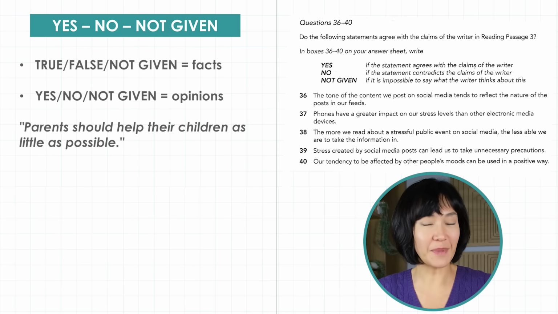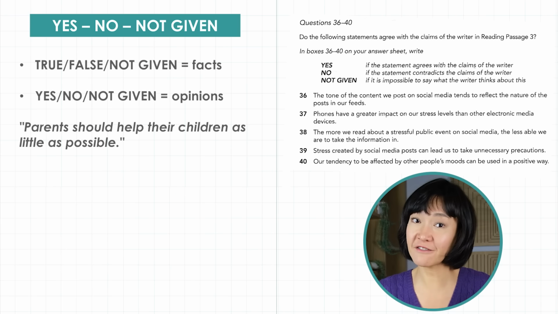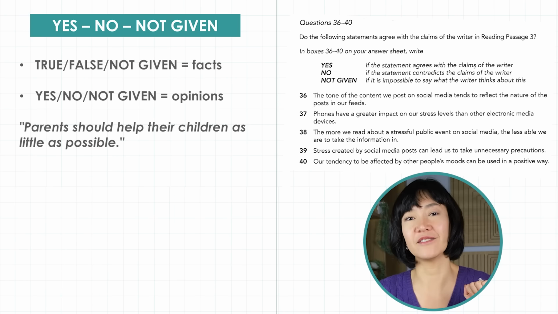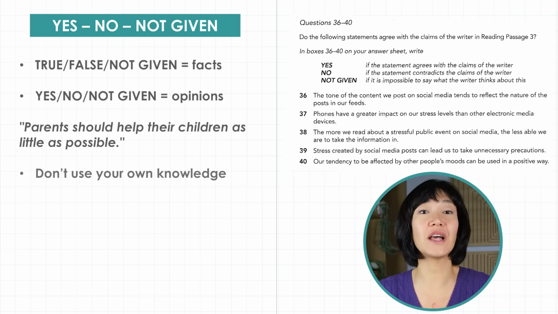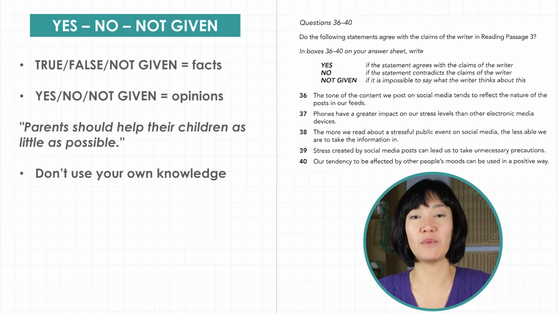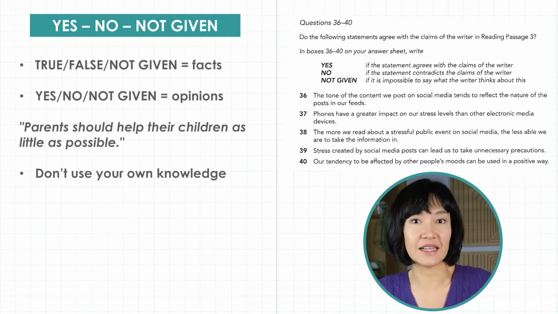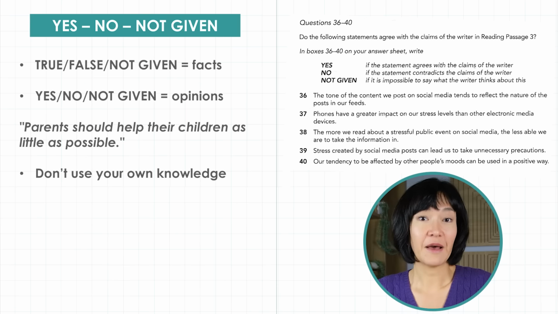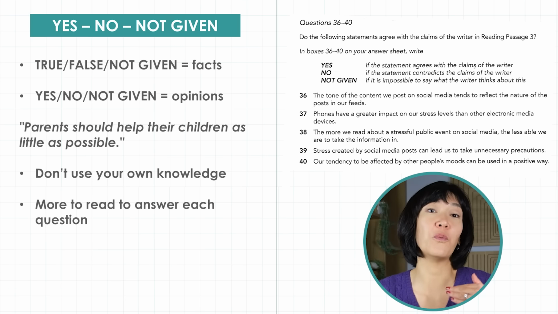It's about what the writer thinks, and if the writer agrees with that, then the answer is yes. So don't rely on your own knowledge or your own opinion. Another difference. The language is usually more complex. So quite often you can find an answer to a true, false, not given question in a single sentence, maybe two. But to answer yes, no, not given questions, you may need to read a whole paragraph.